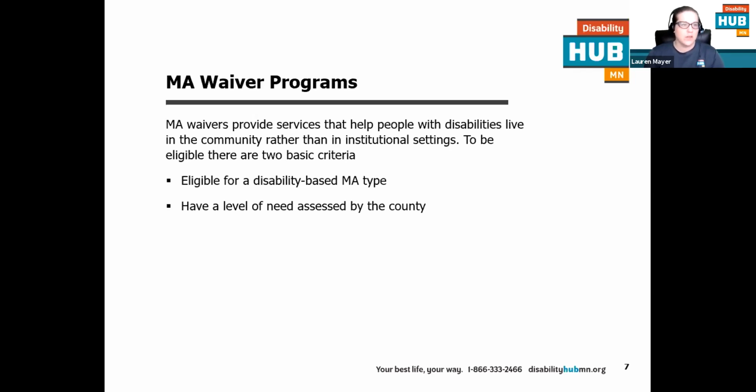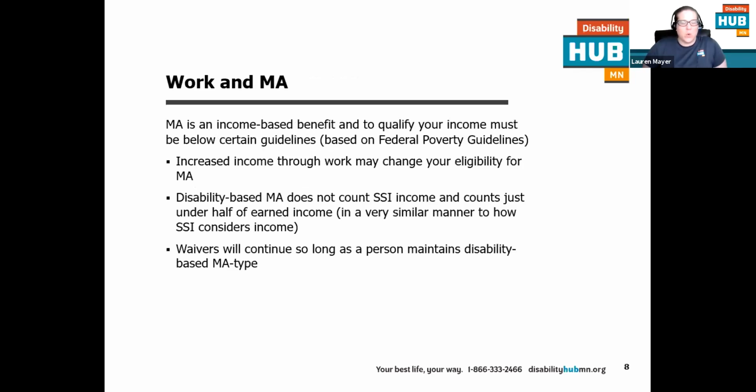But the main thing with work, once you're already on a waiver, is knowing that you need to be eligible for a disability-based MA in order to continue qualifying for that waiver. So with that being said, let's talk a little bit about work and MA, as well as work and those MA waivers. So like we said, MA is an income-based benefit. So they are subject to income limits and thresholds. To be eligible, you have to meet those requirements. And so increased income through work could change your eligibility for MA. The disability-based MA, I should say, has some nice work incentives that allow you to have a little bit more money and still be considered eligible for that.